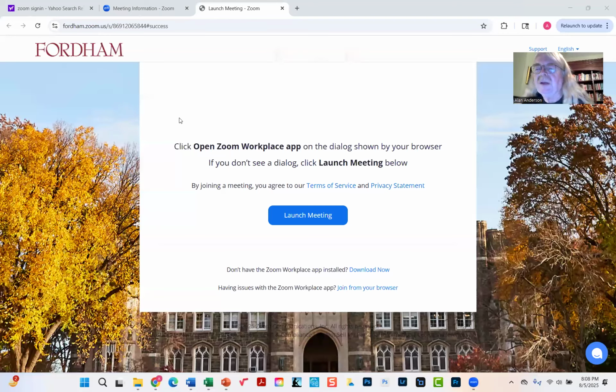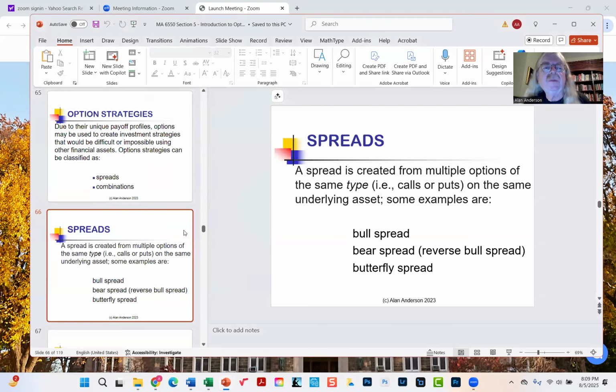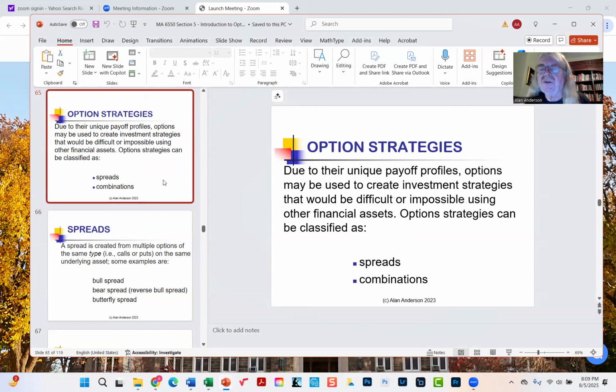So now we're going to wrap up our discussion about option strategies, and then we're going to try to at least get started with the Black-Scholes model, which is one of the more important topics we'll be looking at in this course. So first, let's go back and revisit what we were doing last time in section 5. And you'll remember that we started to introduce option strategies.